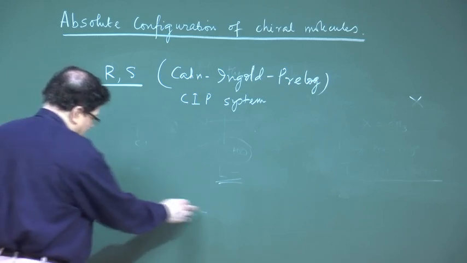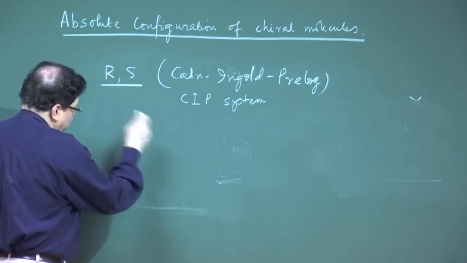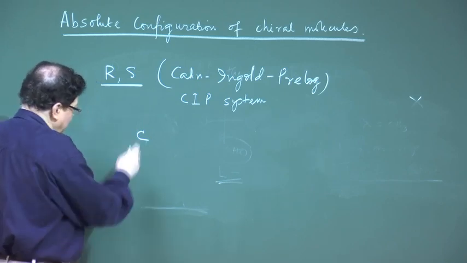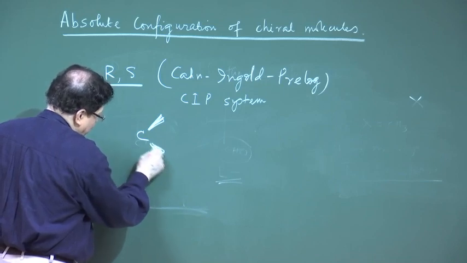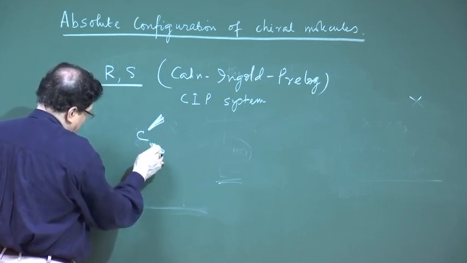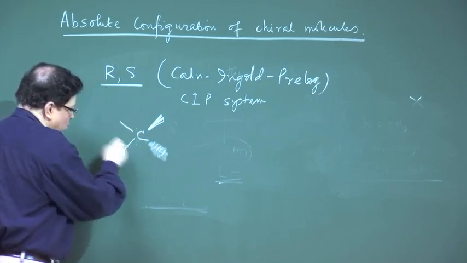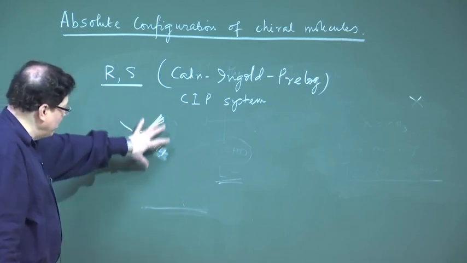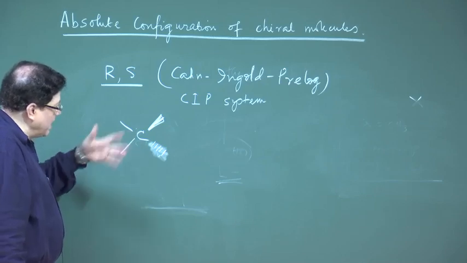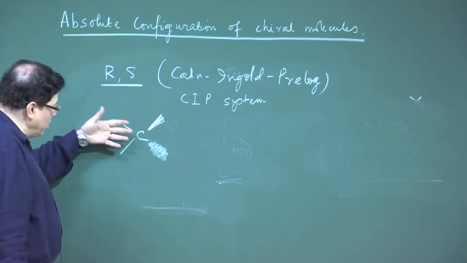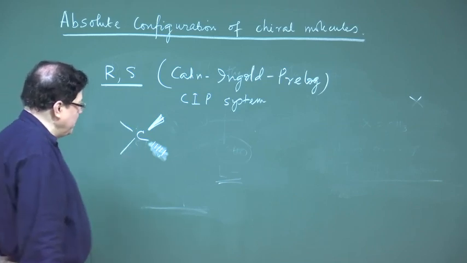Now, what do you do in this CIP system? Suppose you have the carbon, and I am writing it in a tetrahedral fashion. You know that in a tetrahedron all four bonds cannot be in the same plane. If one bond is up, then one bond has to be down, and these two bonds can be in the plane. There can be three bonds which are up, or three bonds which are down, and one bond can be in the plane, but remember, three bonds can never be in a plane in a tetrahedron.